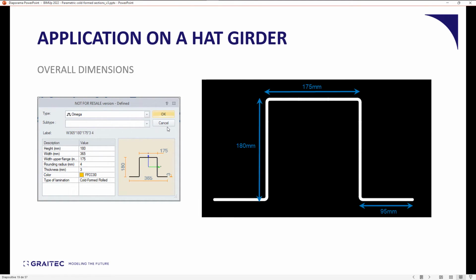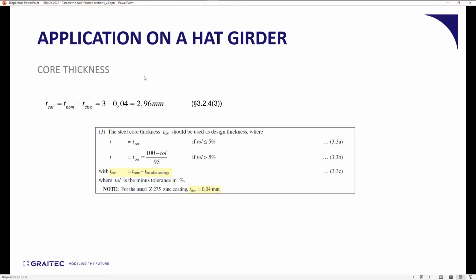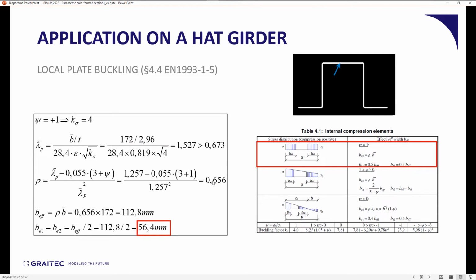But the idea is, first of all, you will not deal with the overall dimensions, but with the dimensions to the midlines. You will also consider not the nominal thickness, but the core thickness, where you subtract the thin layer of metallic coating, which is usually 0.04 millimeters. And then you can apply the first effect.